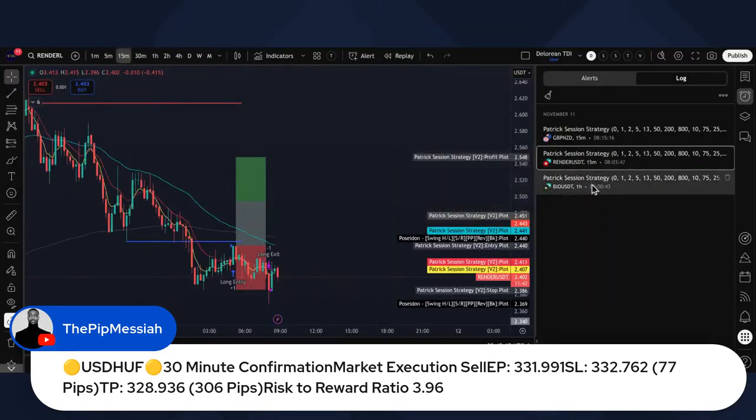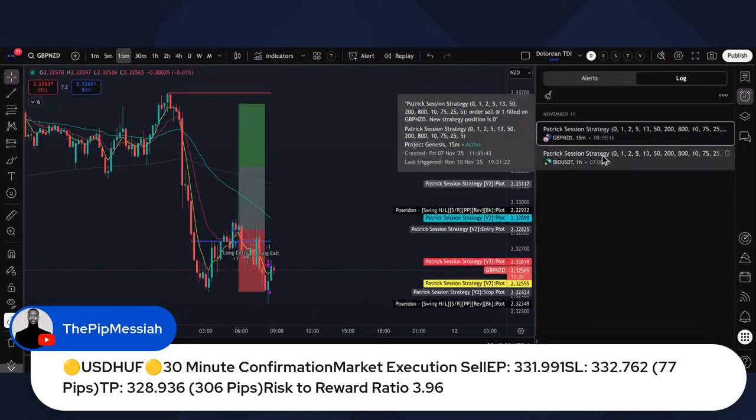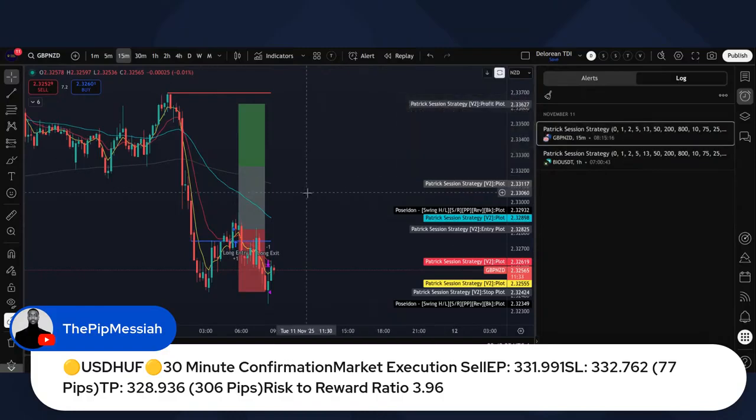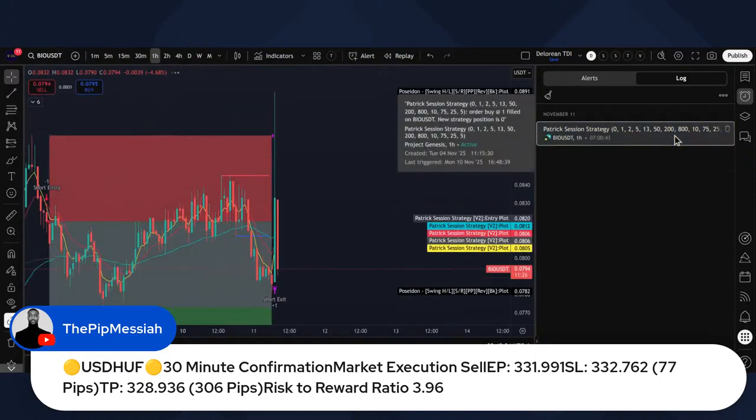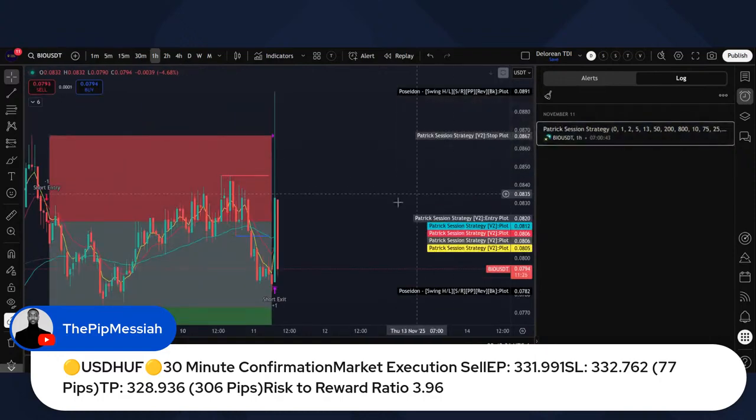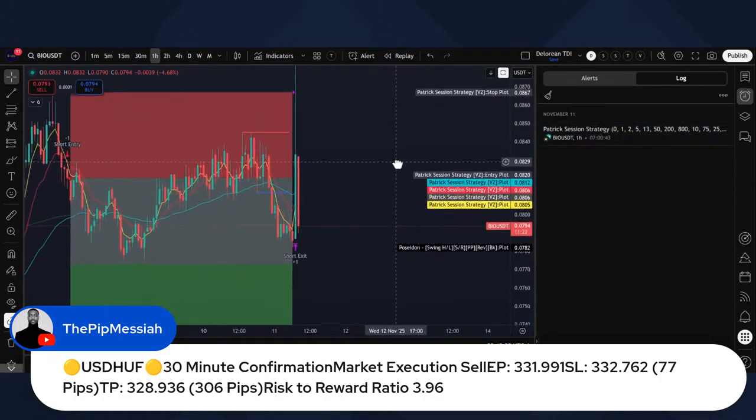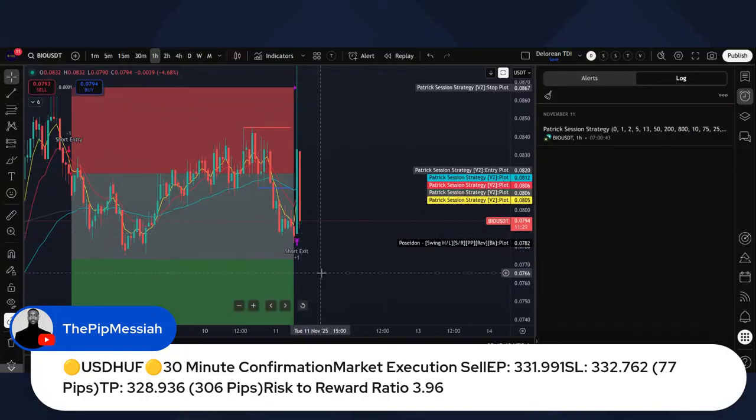We have Render versus Tether that hit the original stop loss, so that's invalid. And we have Great British Pound versus New Zealand dollar, also invalid. Then go ahead and nuke BIO because it looks like it's likely to continue falling. There's no point in entering this trade.